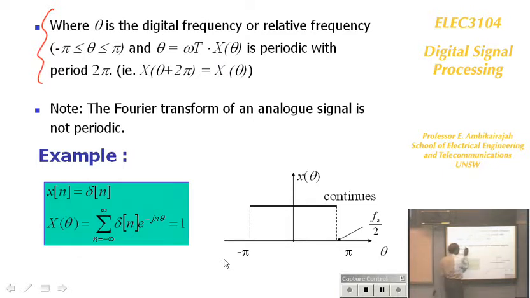Like, oh yeah, this is what I said. The Fourier transform of an analog signal is not periodic. It doesn't go periodically. Okay, you've seen that in chapter 2. Now we go into an example.